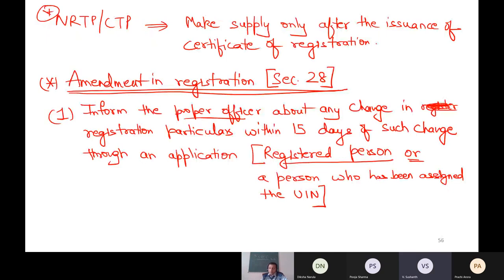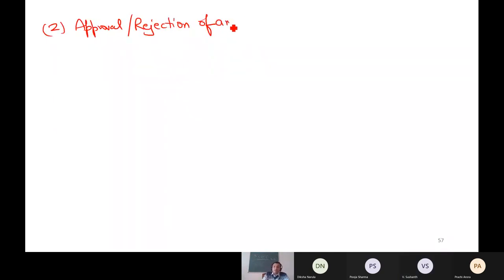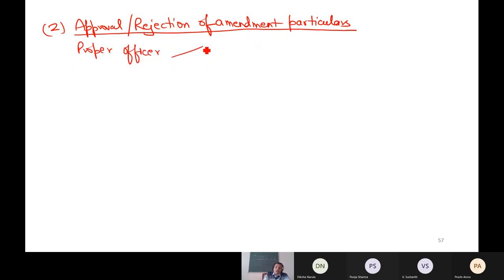Thank you, sir. Okay. So, approval or rejection of amendment particulars. Whatever you have written in your application for change, the proper officer has to take a decision. Whether the proper officer has to approve or reject, that is to be seen. So it depends on the proper officer. But there are some points to be noted.